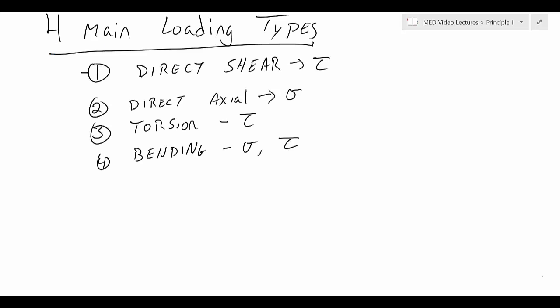But for the purposes of getting us all on board with the same thing, this video should be a quick reminder. Now, of course, most parts experience more than just one type of loading. In fact, they're often loaded with multiple types, and so we'll deal with how to combine those in just a moment.